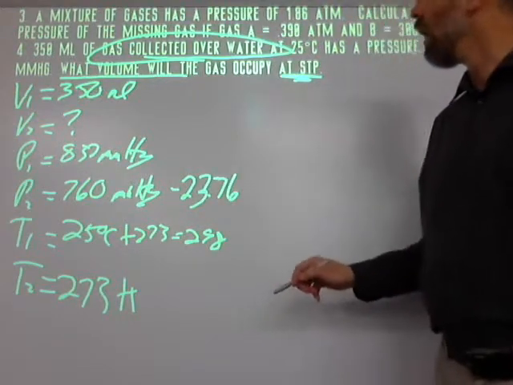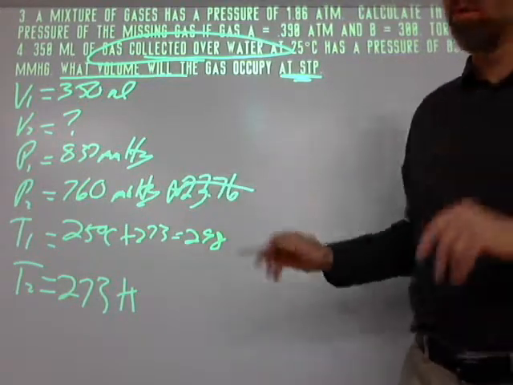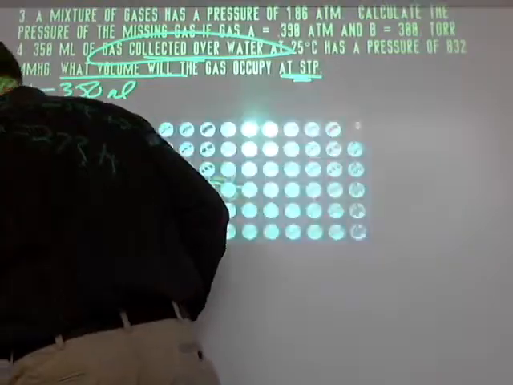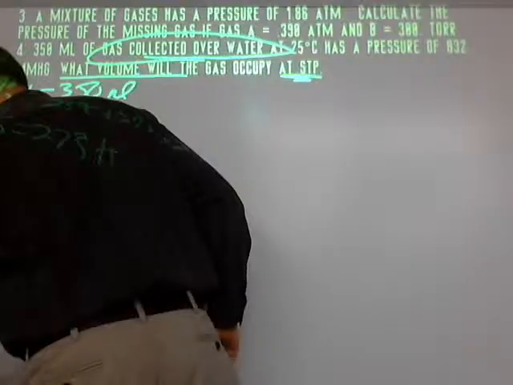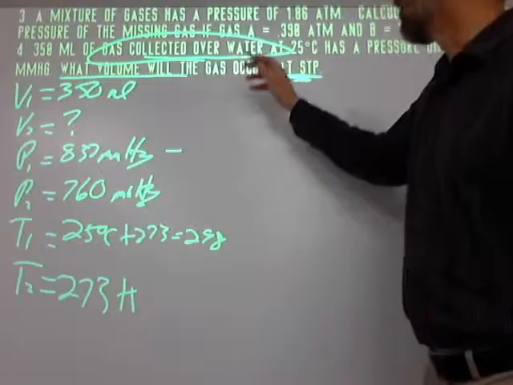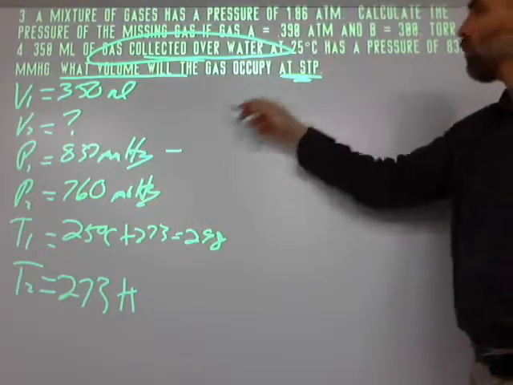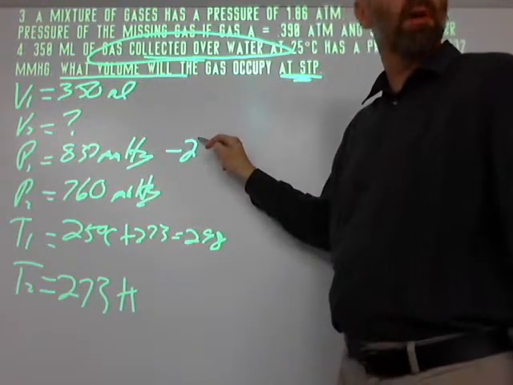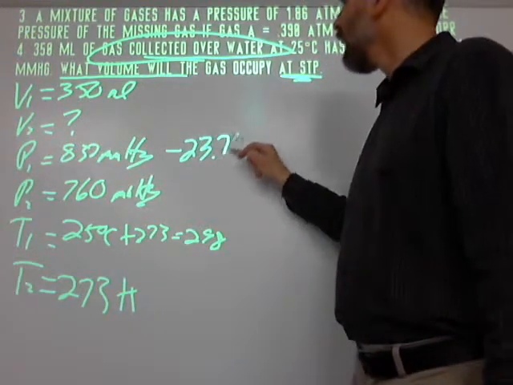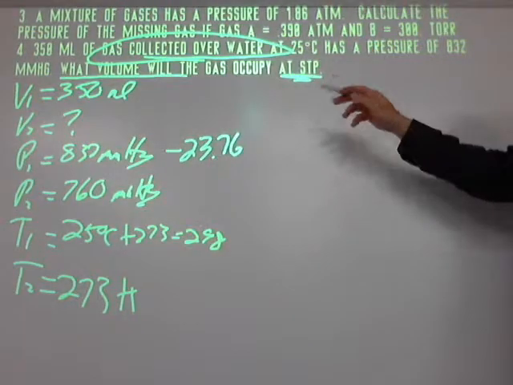23.76? Okay. Now, look what I did there. Again, I'm going fast, and that's what happens when you try to go too fast, putting stuff in the wrong spaces. I'm subtracting that from where it was collected over water at this pressure, which was 832 millimeters of mercury. And we said it was 23 point what? 76. Now, this number is not an exact number.